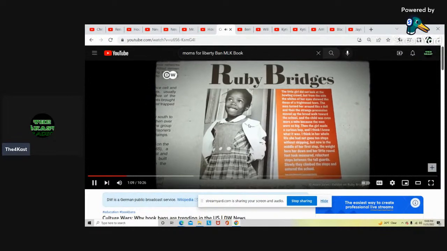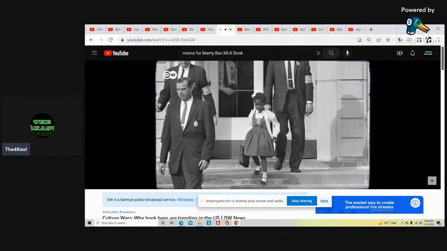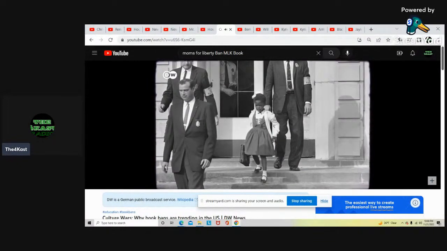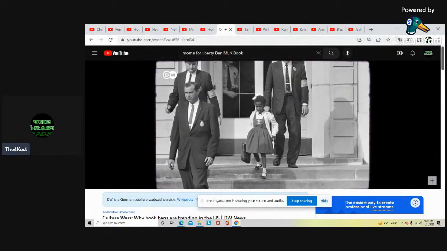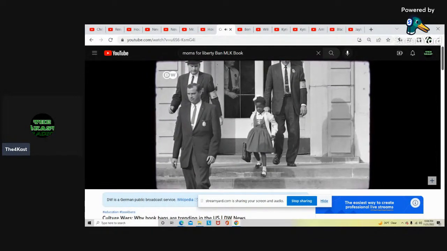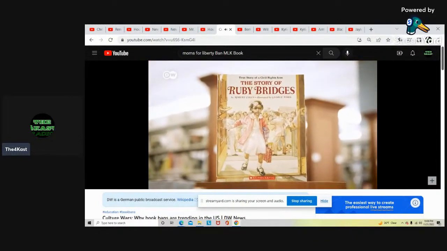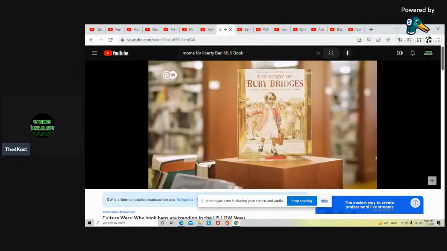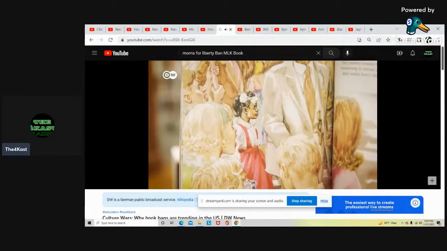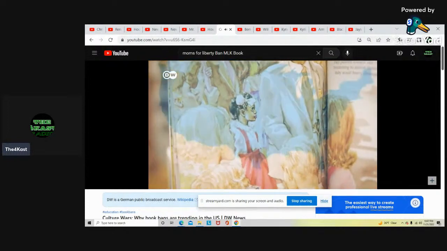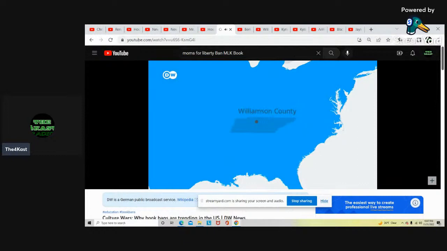Ruby Bridges was the first Black student to desegregate a New Orleans school in 1960. This image of her, surrounded by U.S. Marshals, made her a civil rights hero. She was just 6 years old. This illustrated book, The Story of Ruby Bridges, is taught in schools across the country. But some of the images and words have a group of parents in Tennessee sounding the alarm. We went to Williamson County, just outside Nashville, to find out why.